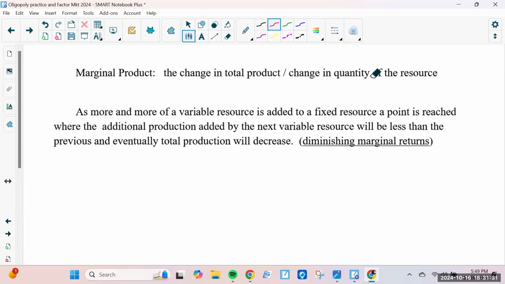So I hire another worker. Maybe I have a Pat McGee's Pizza Palace and I sell pizza, obviously, and I hire another worker. How much more pizza am I going to sell by hiring that other worker? That's marginal product. We learned about this thing called the law of diminishing marginal returns. The law of diminishing marginal returns is you're adding a variable resource to a fixed resource. You're adding a variable resource like workers.